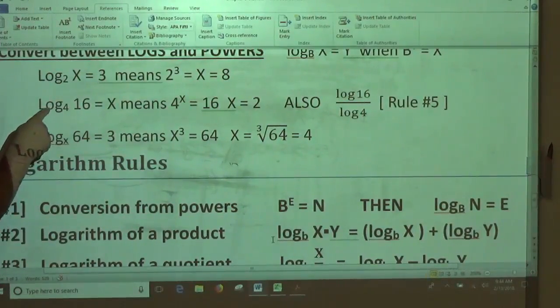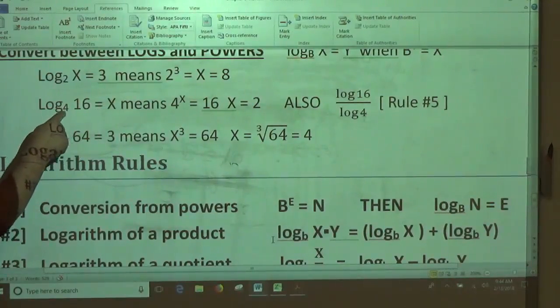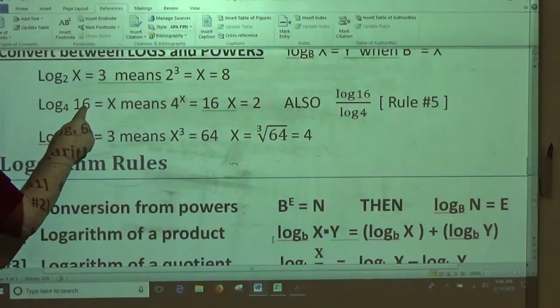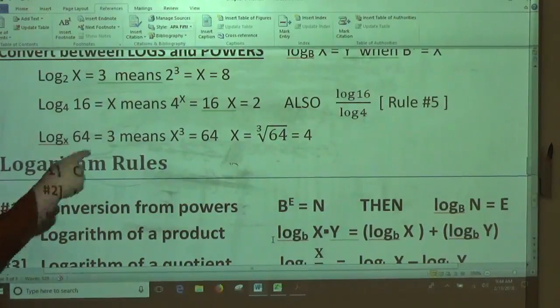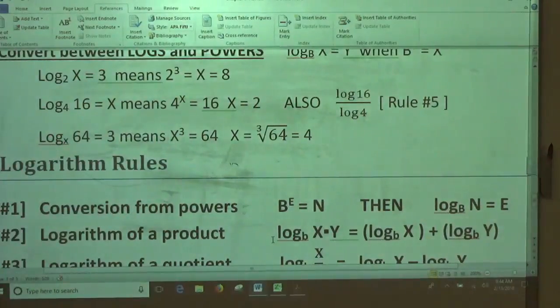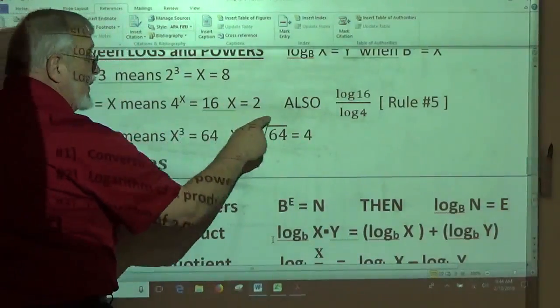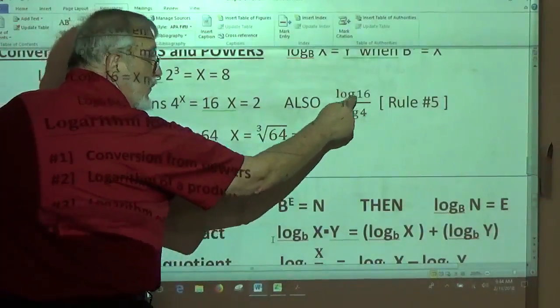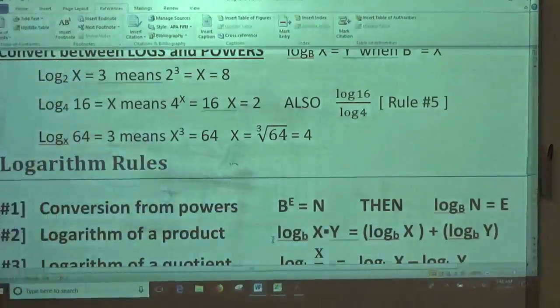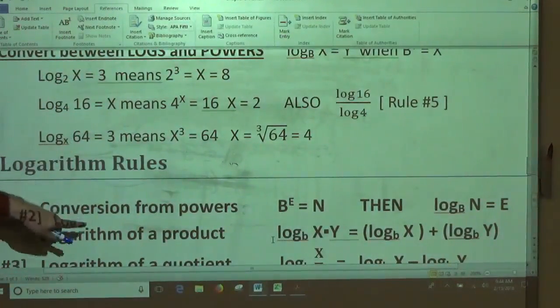Okay, this says log base 4 of 16 equals x, so that means that 4 to the x power equals 16. Right? If 4 to the x power equals 16, if you know the fact, x equals 2, because 4 times 4 is 16. If not, then because you have 2 powers, you do log of 16 divided by log of 4, because of this here. Okay, and that's rule 5 from down below.